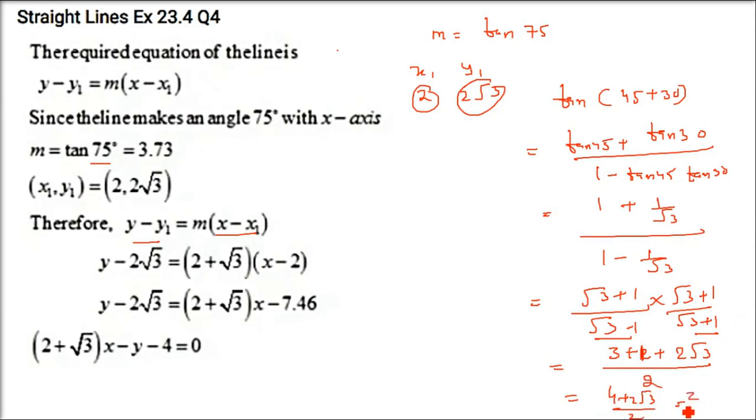Now take 2 common from here. You get 2 plus root 3 by 2. 2 gets cancelled. So 2 plus root 3 is going to come. Now 2 plus root 3 can also be written as 3.73 because root 3 is 1.732. So you can write either 3.73 or you can use 2 plus root 3. It's one and the same, because in the book the answer is like this. So I just did like this. Even if you put 3.73, it doesn't affect.